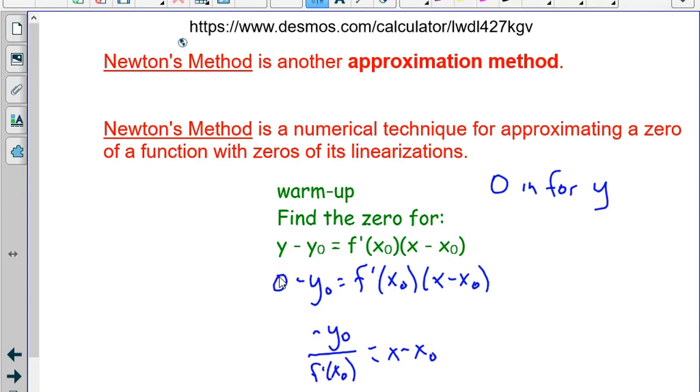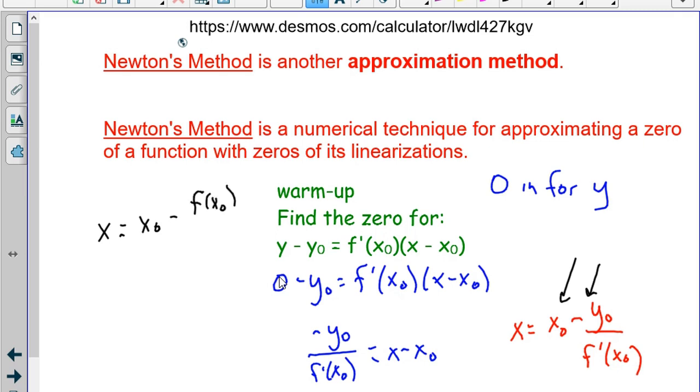Then our final answer is going to be, when we add x naught over, x equals x naught minus y naught divided by f prime of x naught. What's important to understand for us is that y naught is equivalent to f of x naught. So what we're going to do, this is actually Newton's method. We repeatedly do this over and over again to successive iterations of x naught. So we get x equals x naught minus f of x naught divided by f prime of x naught.